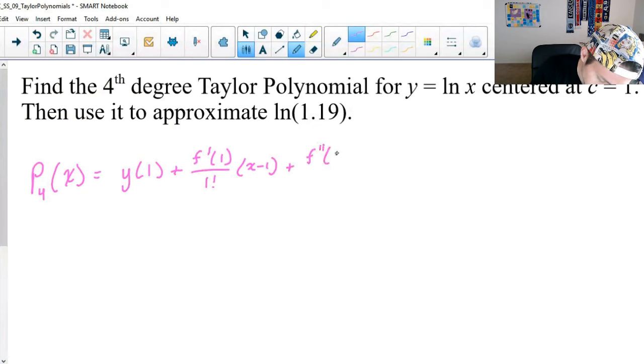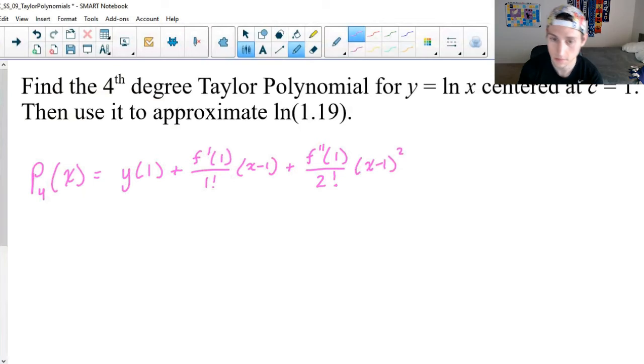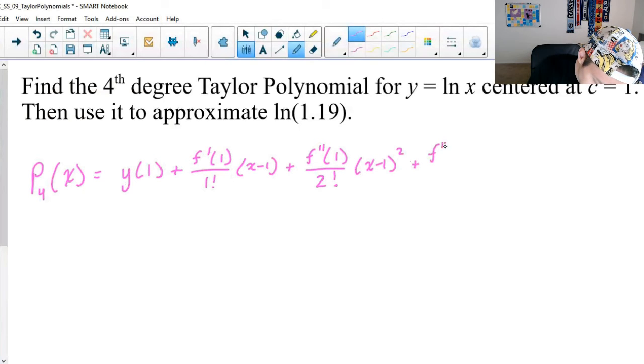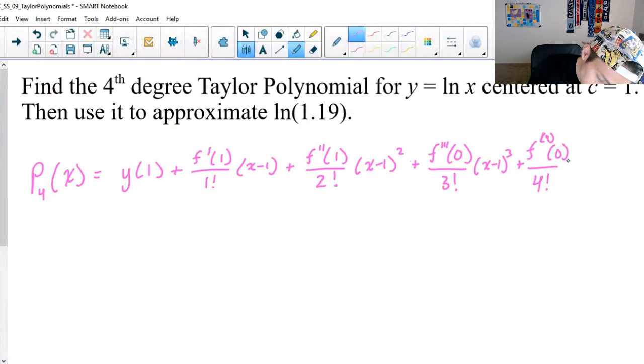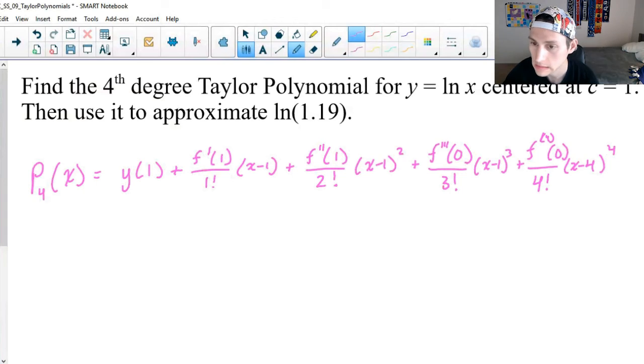plus second derivative of 1 over 2 factorial, x minus 1 squared. And then the third derivative, plug in 1, over 3 factorial, x minus 1 cubed. Don't know if this will fit. Divided by 4 factorial, x minus 1 to the fourth. I think that squeezes onto your guys' screen.